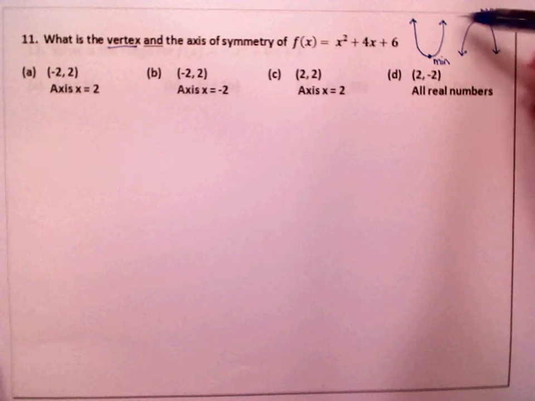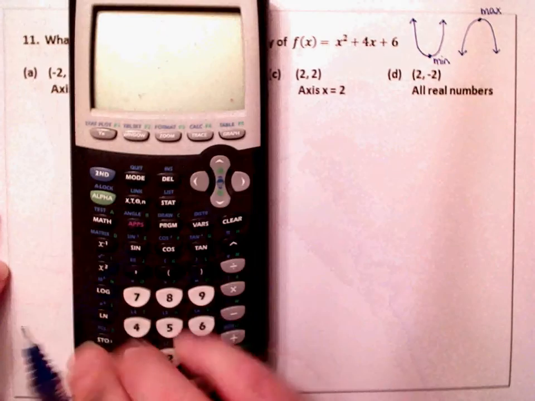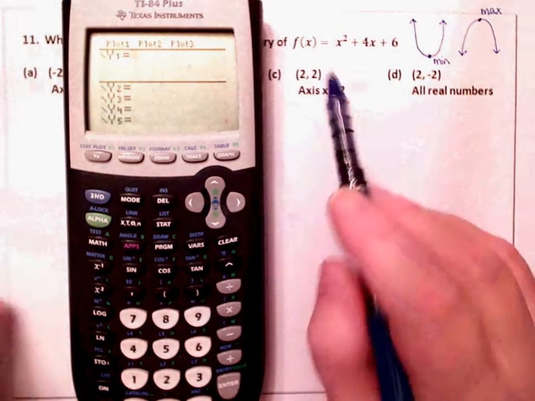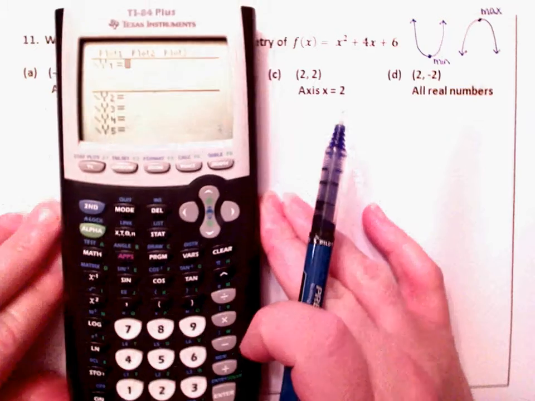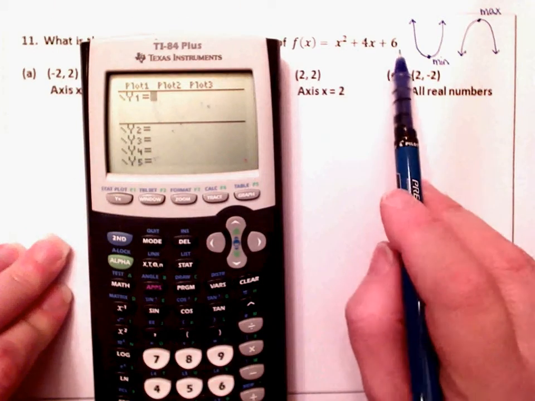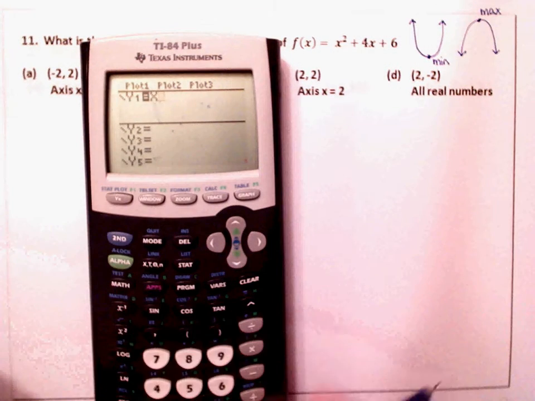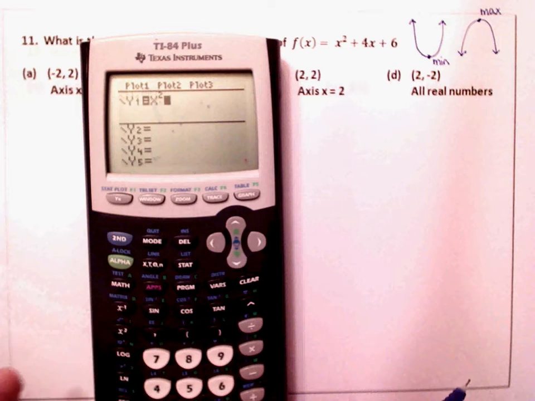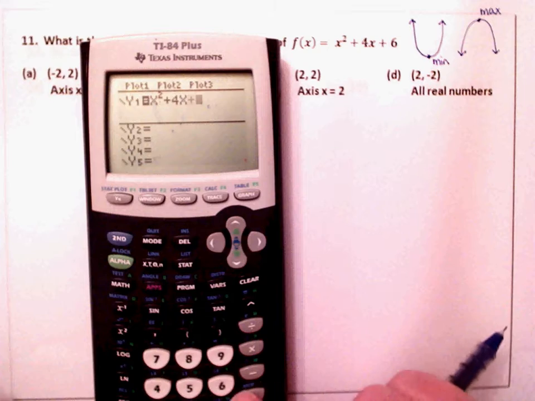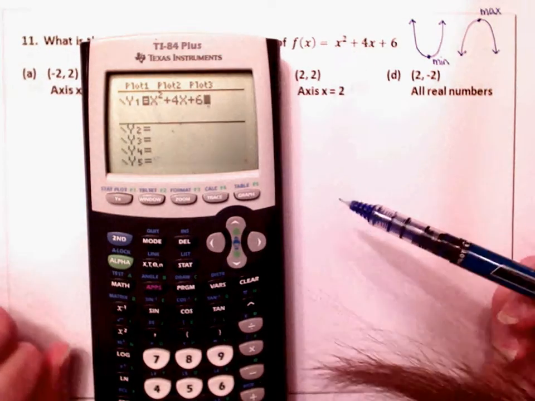So we can ask our calculator to find this point for us. Your first step in finding the vertex on your calculator is going to your y equals and typing in this quadratic function. So we're going to type in x squared plus 4x plus 6. You're going to press the x button, which is to the right of that green button, and then press the x squared button to square it. And then plus 4x plus 6. Always double check that your quadratic is typed in correctly.